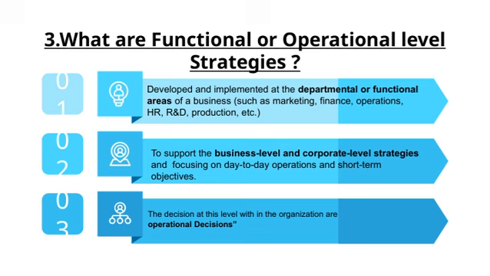The decisions made at this level are often called tactical or operational decisions. They are more detailed and specific, guiding routine activities that keep the organization running smoothly. So, in essence, functional or operational strategies are the building blocks that turn high-level plans into actionable steps, ensuring that every department contributes to the overall success of the organization.